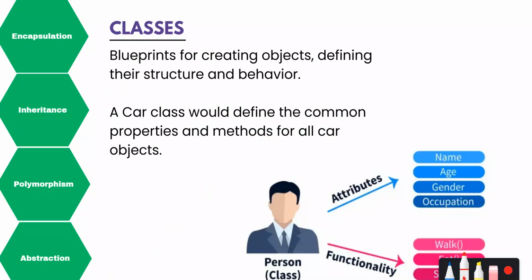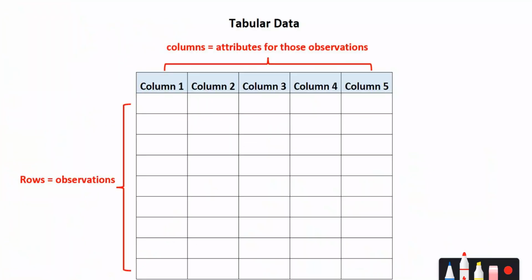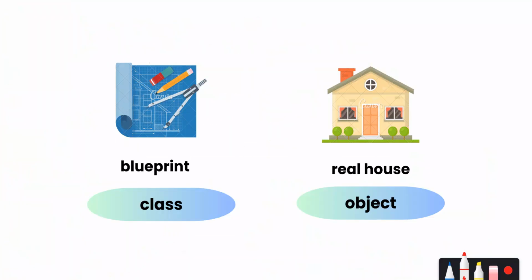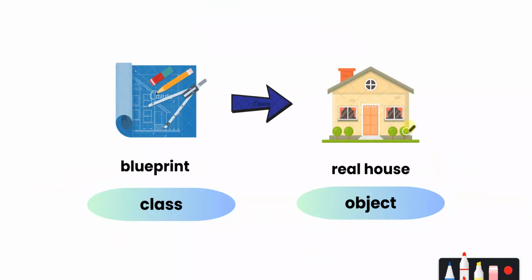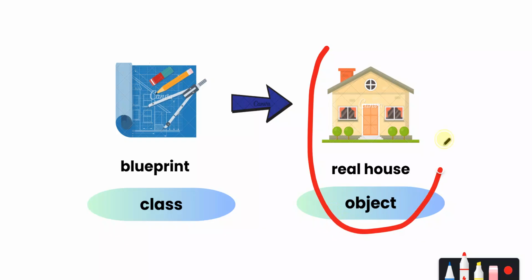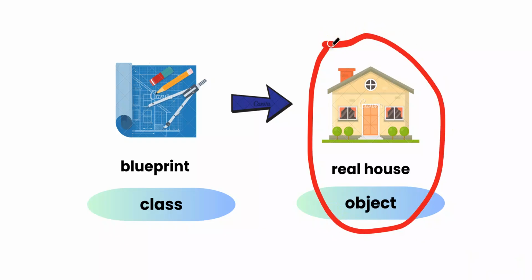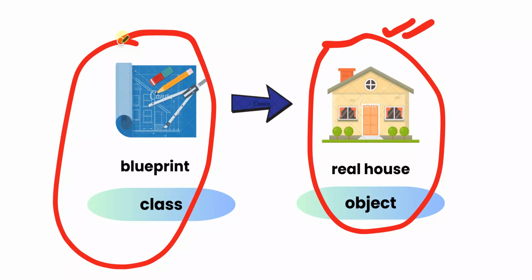Then we define the classes, as you can see here. Let's first go toward that example. Here you can see that when we want to build any house, before directly starting the construction, first we work on its design.